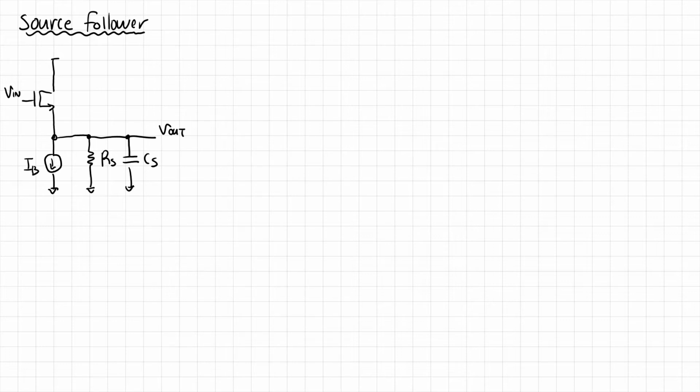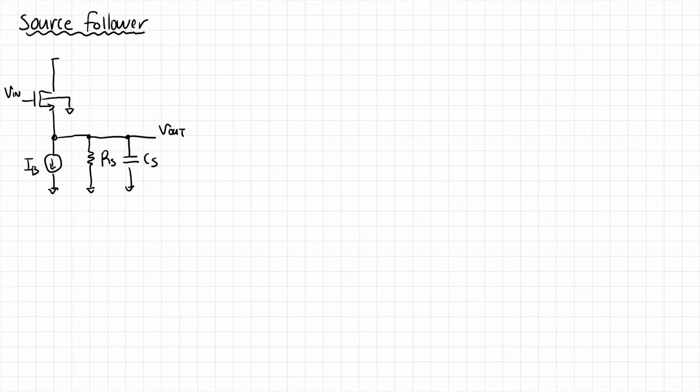Now we should note here that the source is not connected to ground, and as a result we probably should specifically indicate what the body voltage is connected to. Typically in these scenarios we will just connect it to ground if this is a bulk CMOS process. So what we'd like to do is derive the transfer function from V in to V out.